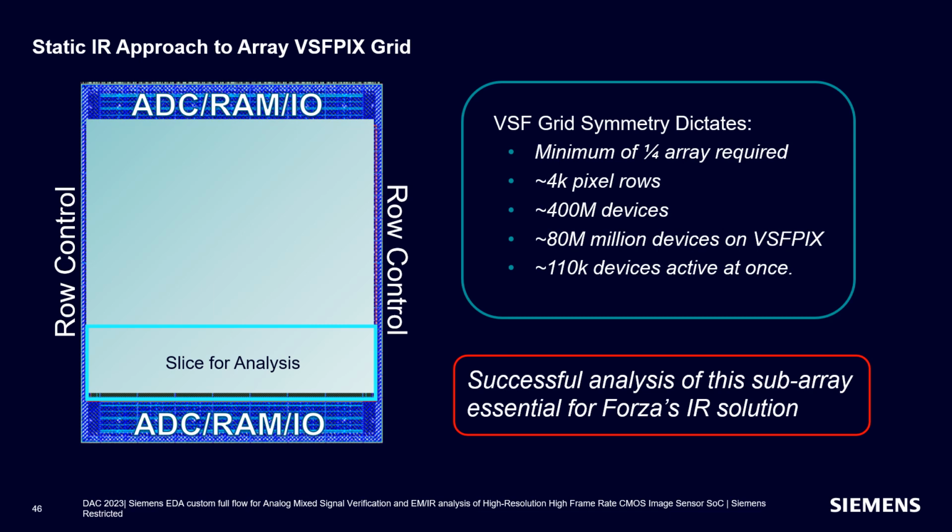This slide illustrates the VSF-PIX static IR drop analysis approach. The VSF-PIX grid symmetry dictates that it is sufficient to analyze 1/4 of the pixel array, which is effectively 4,000 pixel rows containing 400 million total devices and 800 million devices on the VSF-PIX alone. As mentioned previously, only 110,000 devices are active at once. Successful analysis of this subarray is essential for Forza's IR drop solution.